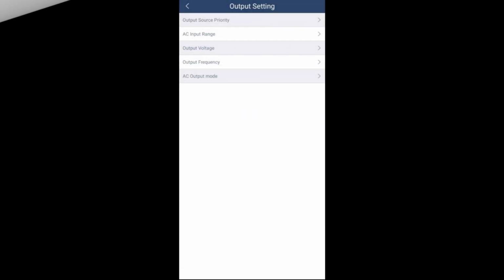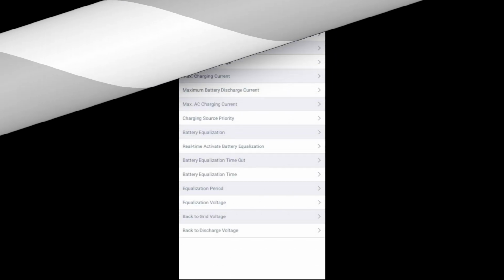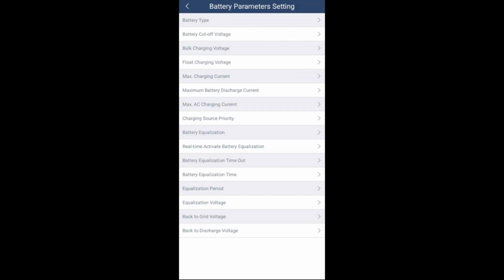The other output settings should not be changed unless by an installer. The next page is the battery parameter setting page. This page should also not be altered except by an installer. The only one the user can play around with is the charging source priority.